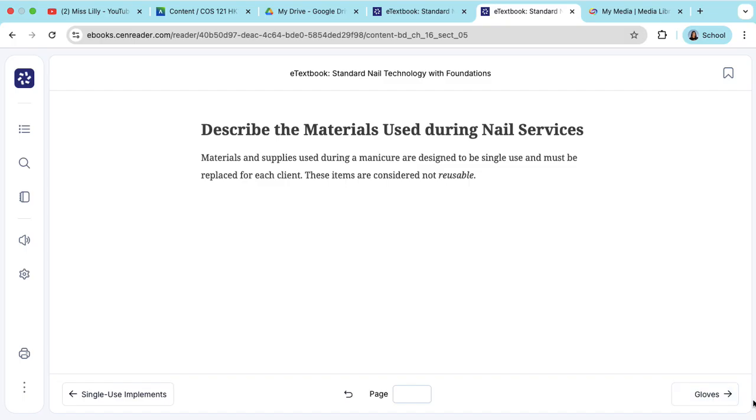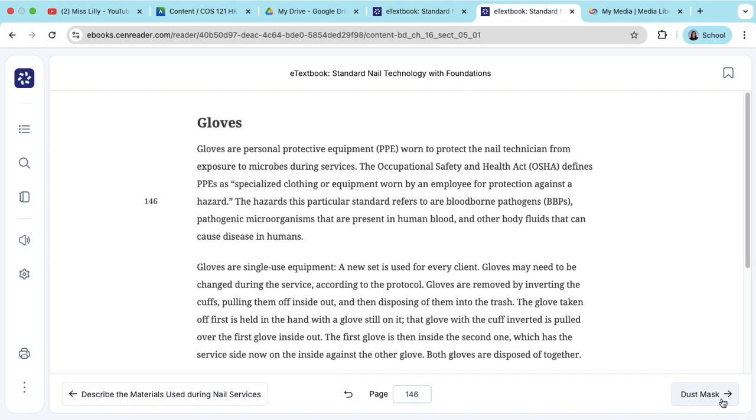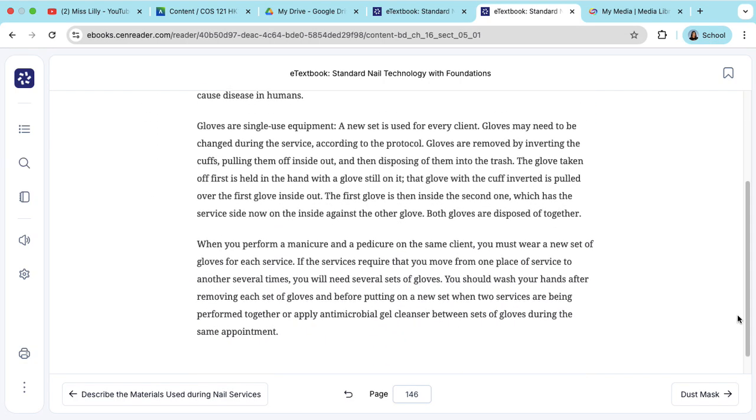What materials do we use during nail services? We use gloves. Gloves are PPE worn to protect the nail technician from exposure to microbes during services. OSHA defines PPE as specialized clothing or equipment worn by an employee for protection against hazards. Gloves are single-use equipment. Remember, you have to remove them and trash them after each client.